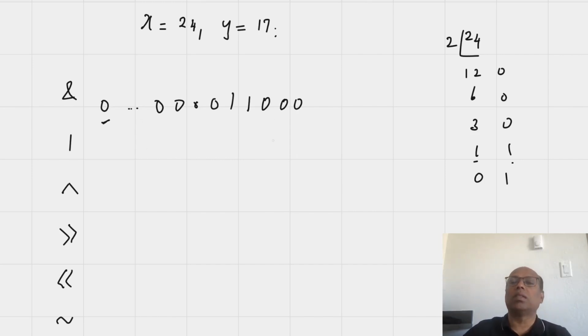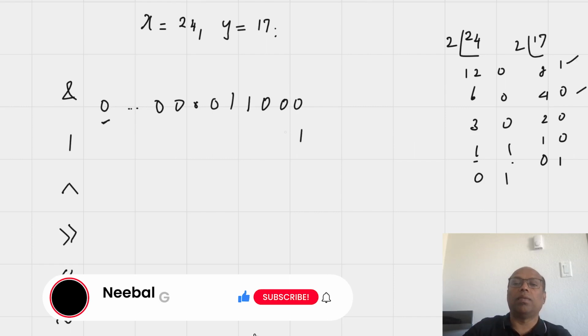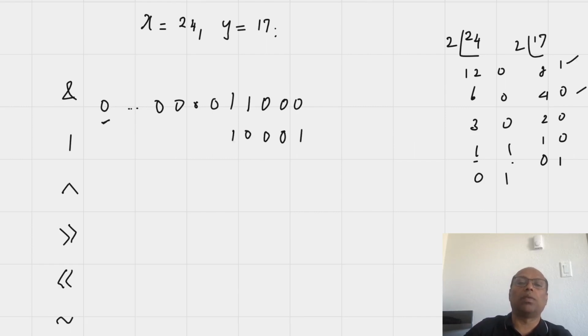Now 17. How to get the binary form of 17? 17 divided by 2: 2 eights are 16, remainder 1. Then 8 divided by 2 is 4, remainder 0. 4 divided by 2 is 2, remainder 0. 2 divided by 2 is 1, remainder 0. 1 divided by 2 is 0, remainder 1. Therefore, it's a total of 5 bits: 10001. Remaining bits are all filled with zeros.